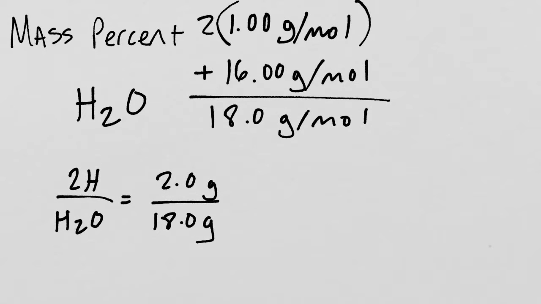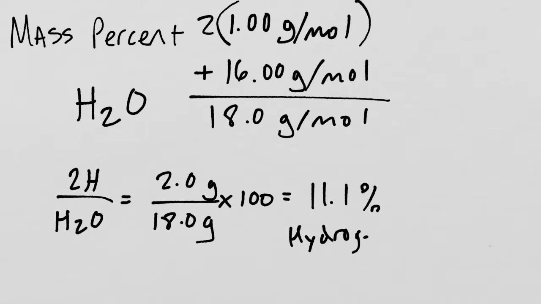Now, since we're talking about a percent, we would multiply that by 100. And what we get is about 11.1%. So what this is saying is that hydrogen makes up 11.1% of the total mass in a water molecule. And so let's calculate the mass percent for a variety of compounds.